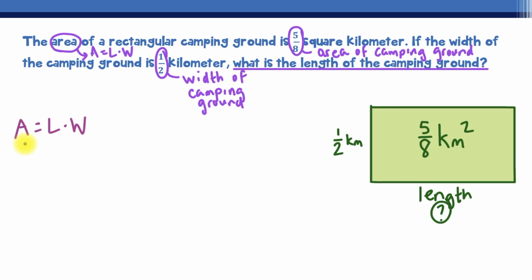The next thing we'll do is plug in any values that we have. We know that the area is equal to 5/8 of a square kilometer, so we'll put that for area. We'll bring down the equal sign. The length, we don't know yet, so let's just keep this letter the same. Bring down the multiplication symbol. And then the W. W stands for width, and the width of the camping ground is 1/2 of a kilometer. So we'll put 1/2 here.